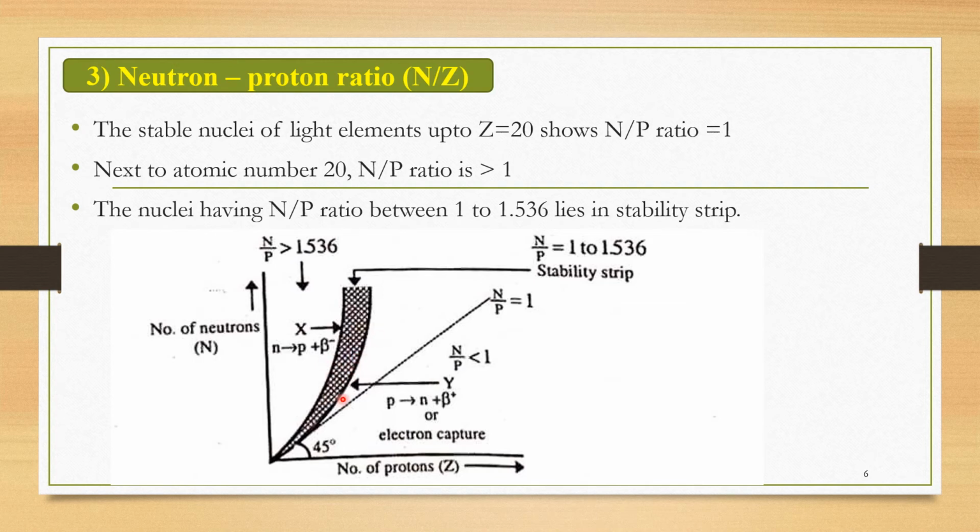So we can say that those nuclei which are present in this stability strip are called highly stable nuclei, while those which occur on either side of this stability strip are called highly unstable nuclei. These highly unstable nuclei may get converted into the stability strip depending upon the conversion of neutrons into protons or protons into neutrons, with the emission of a beta particle, the emission of positrons, or electron capture. So this is one important parameter, the neutron-proton ratio, for the stability of nuclei.